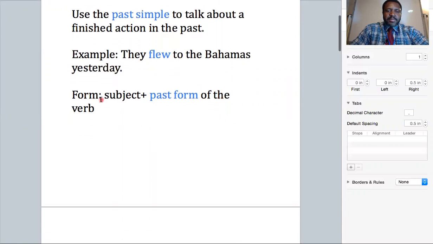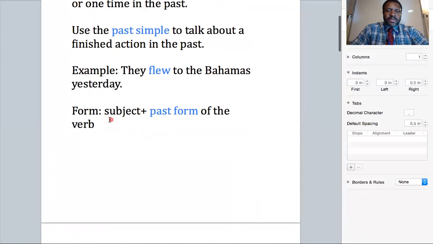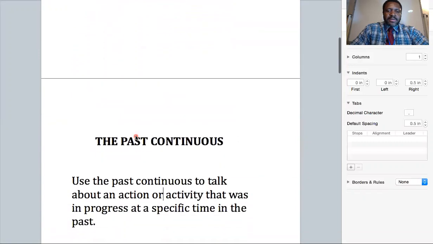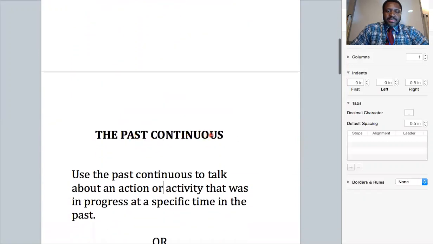This is the grammar form, subject plus past form of the verb. Subject, they, past form, flew. The past continuous.